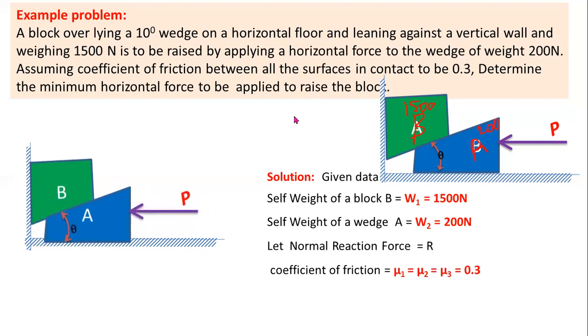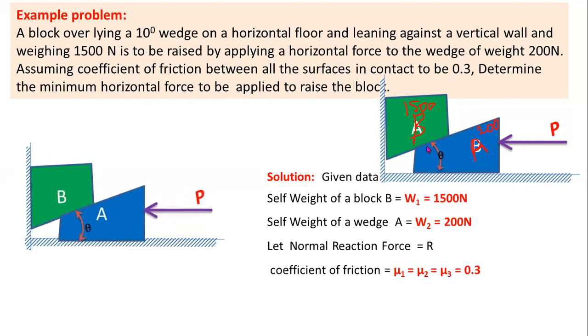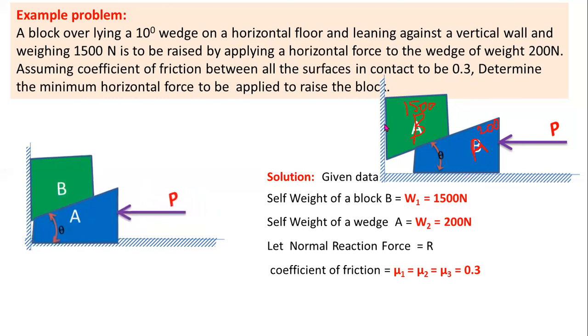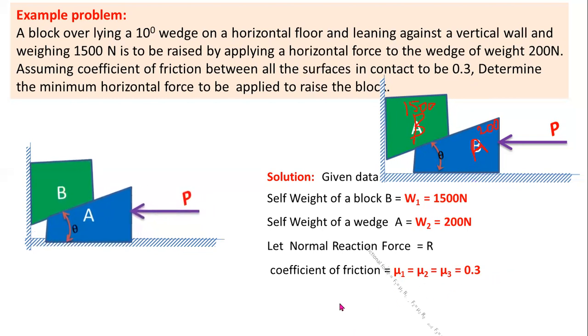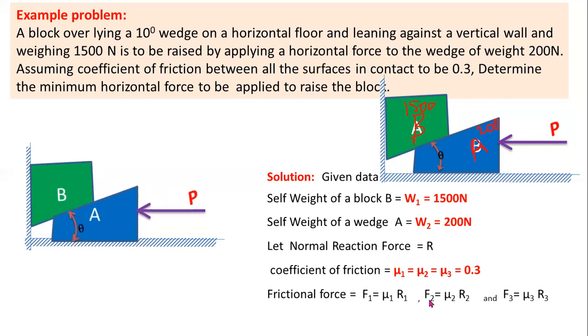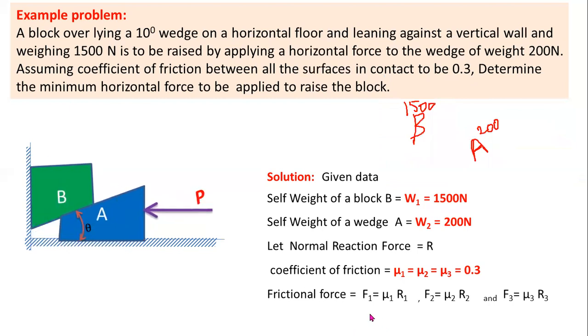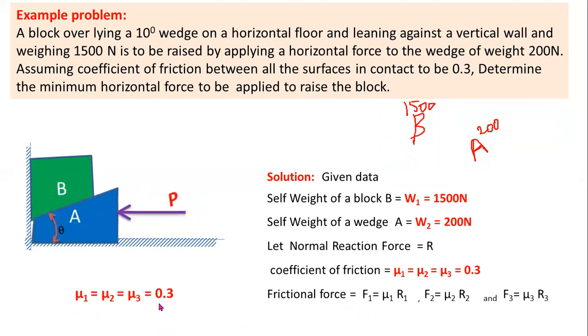From the given question, the coefficient of friction between all the surfaces in contact is 0.3. There are three contact surfaces: this one is first, second, third. So you have to consider mu1, mu2, mu3 equal to 0.3, and these are the corresponding frictional forces. The angle of inclination of the block theta equal to 10 degrees.